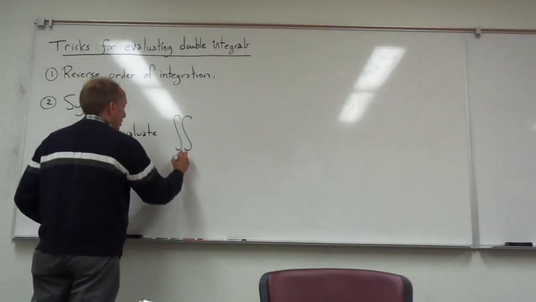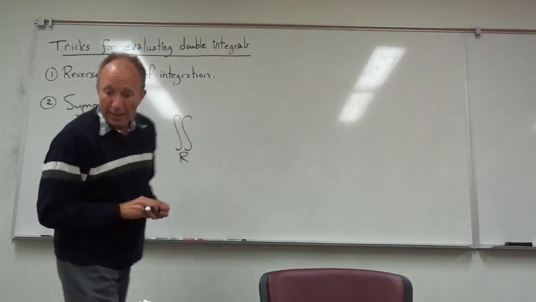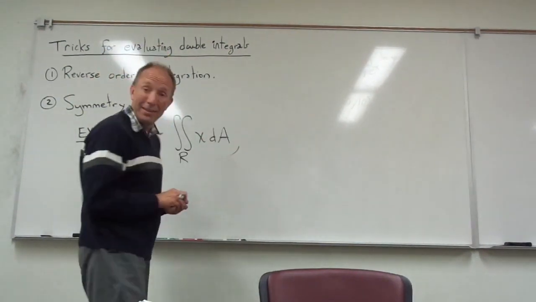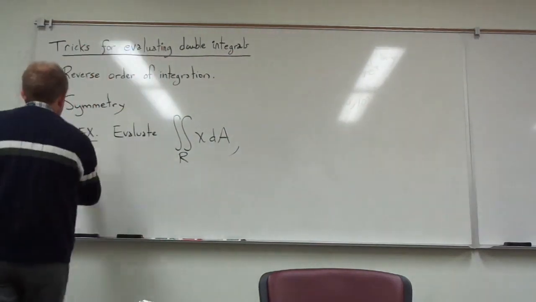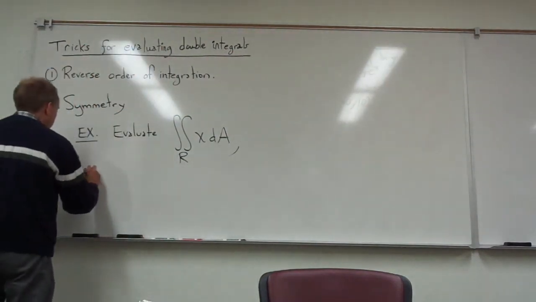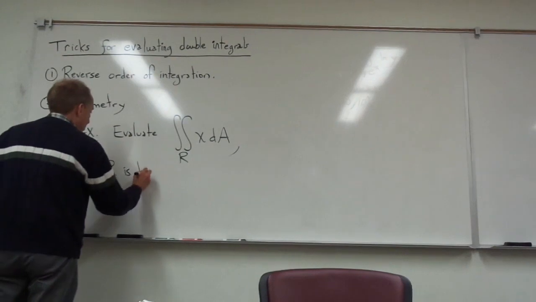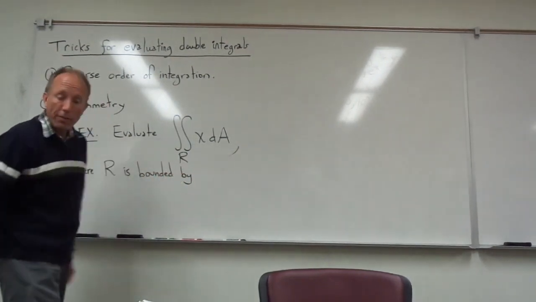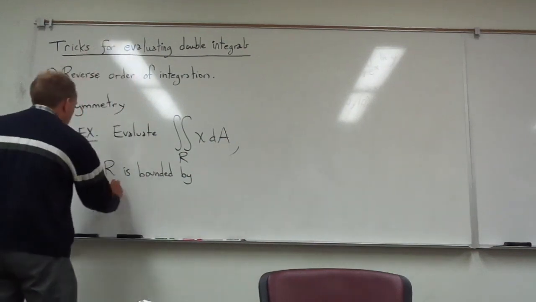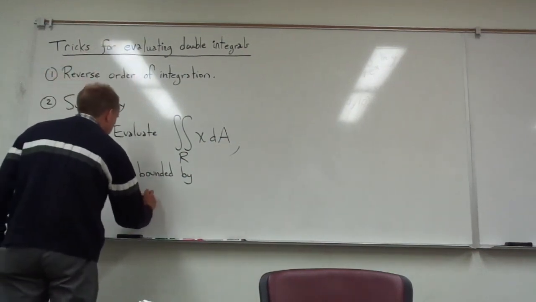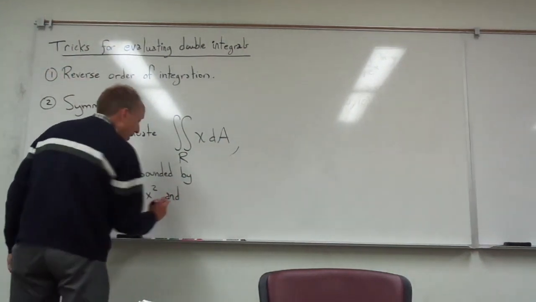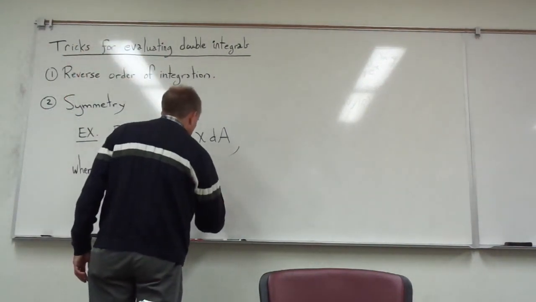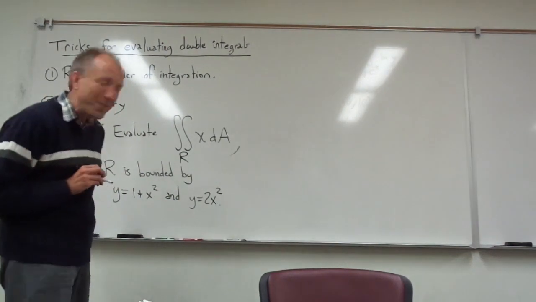let's say, a double integral over a region R of x dA, right, where R is bounded by, if R is bounded by, let's say, y equals 1 plus x squared and y equals 2x squared. Let's try to evaluate this.